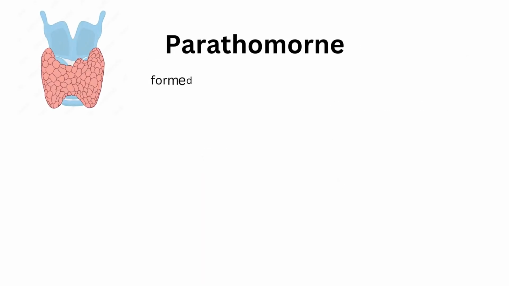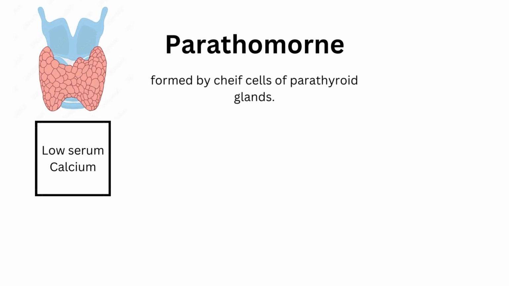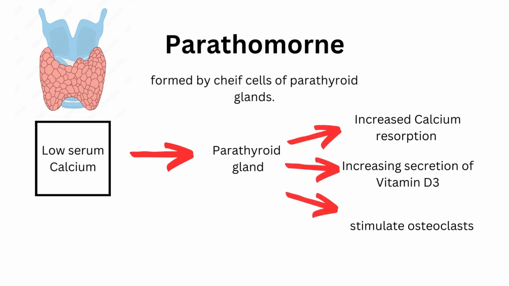Parathyroid hormone is produced by the parathyroid glands. Parathyroid gland chief cells synthesize the proparathyroid hormone. When there is low serum calcium concentration, it is detected by the receptors of chief cells in the parathyroid gland and stimulates the secretion of parathyroid hormone.